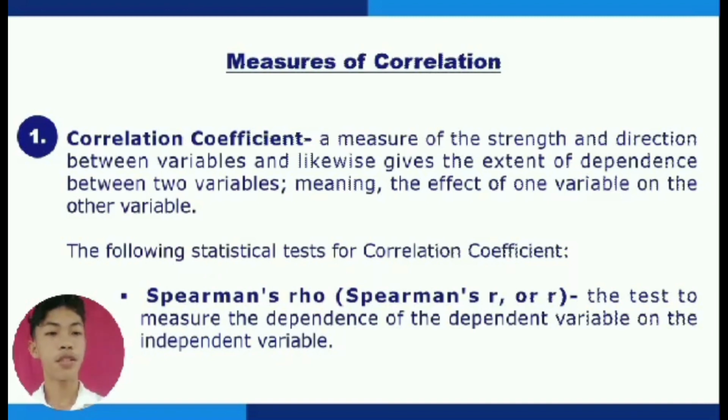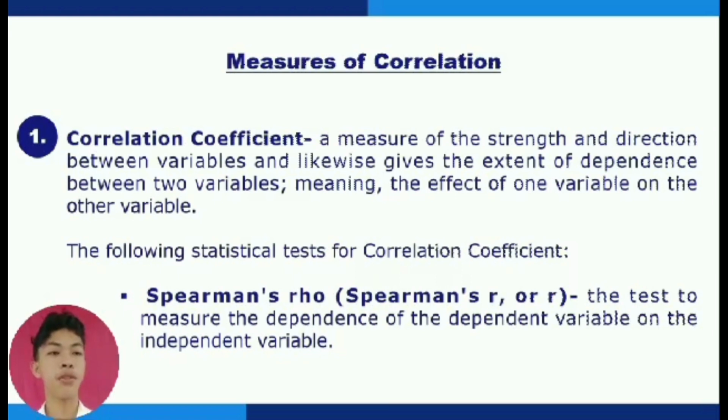The correlation coefficient is measured on a scale that varies from plus 1 through 0 to minus 1. Complete correlation between two variables is expressed by either positive 1 or negative 1. When one variable increases as the other increases, the correlation is positive. When one decreases as the other increases, it is negative. This is determined through the following statistical tests for the correlation coefficient.